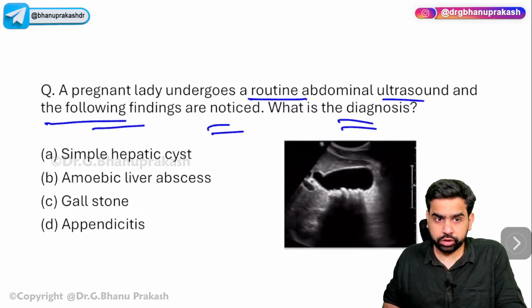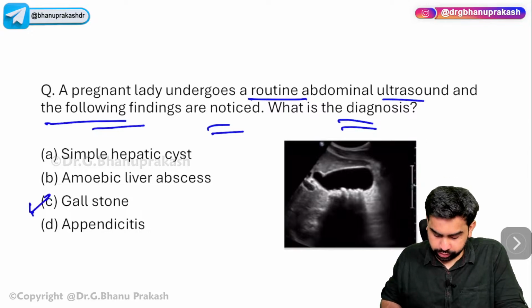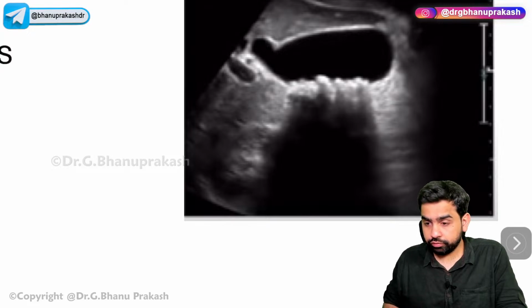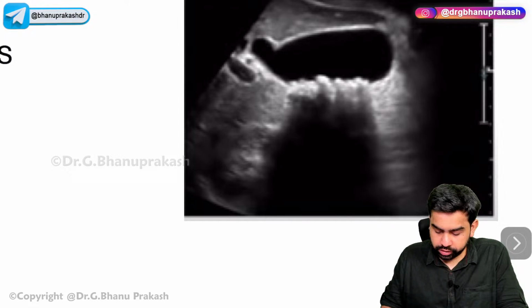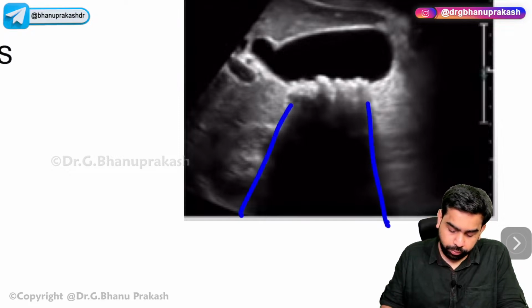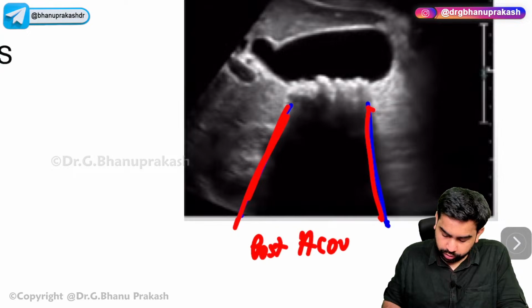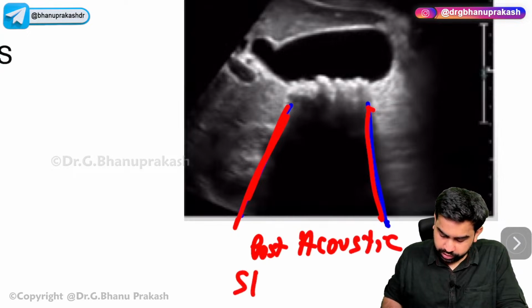The diagnosis over here is definitely a gallstone, guys. Now it might sound very silly to you, but if you commit a mistake in questions like this, that is absolutely the end of the story for you. What you need to understand is this is a characteristic posterior acoustic shadowing. What you're basically finding over here is a characteristic posterior acoustic shadowing.